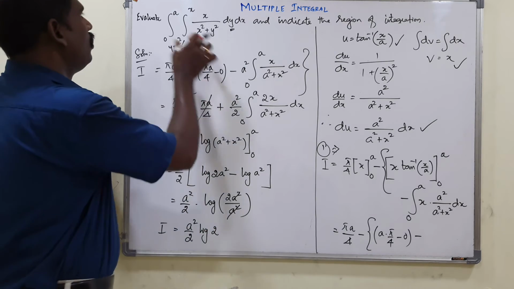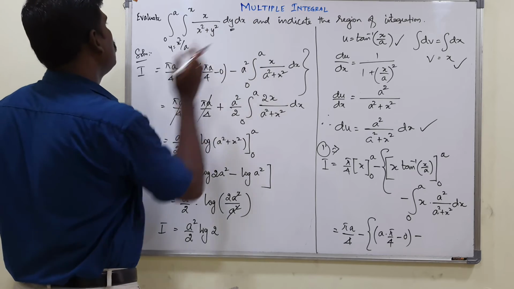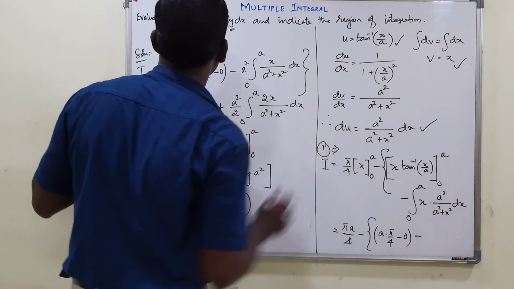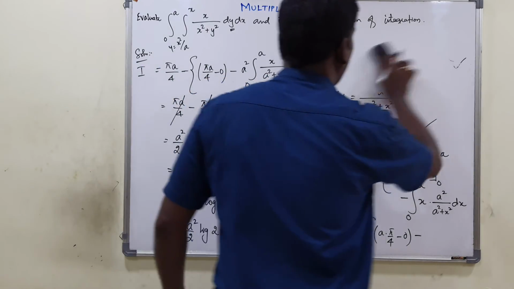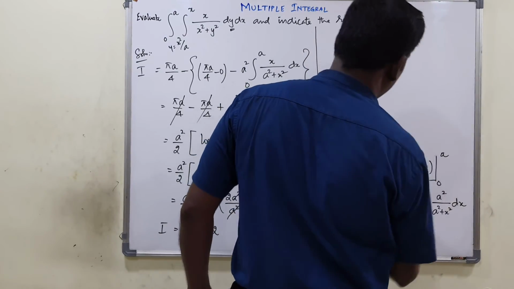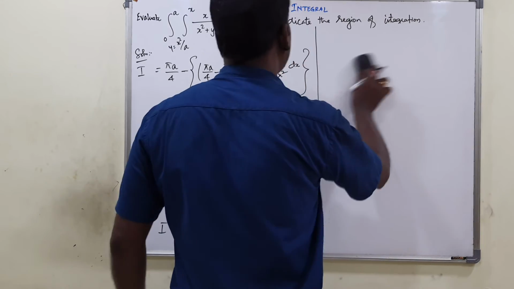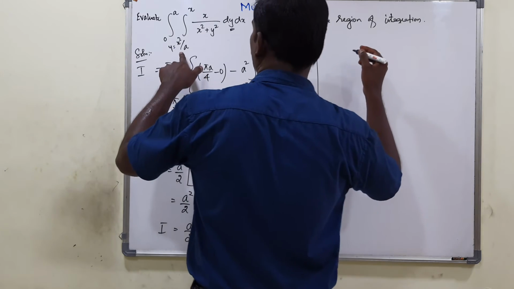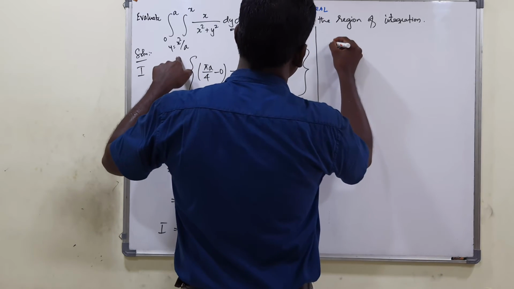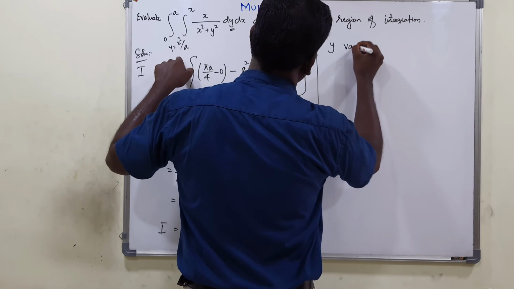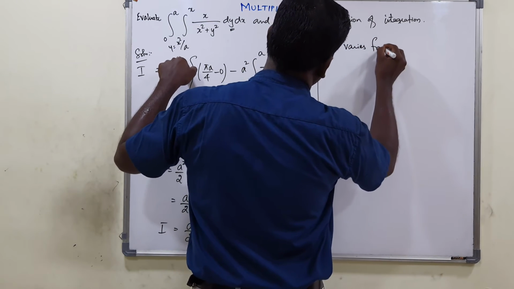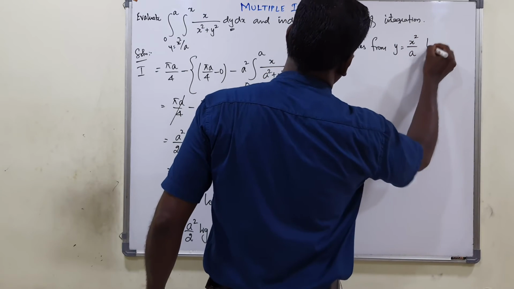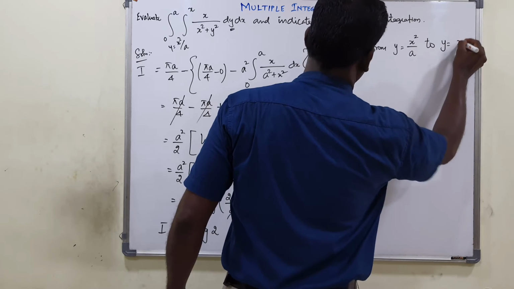So one part of the question is over. We just evaluated the given integral. Now indicate the region of integration. Now it's a new one. Now I am going to draw the region of integration. Okay, right? How to draw the region of integration? Already I told you this is the limit for y, isn't it? So in the given interval, y varies from y equal to x square by a to y equal to x, isn't it?